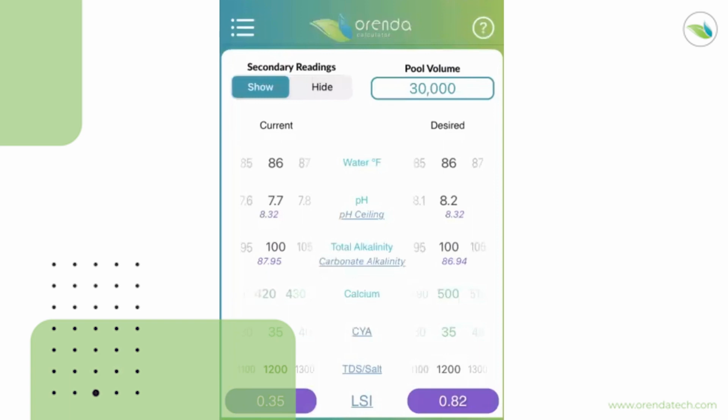Okay, calcium, 200 to 400 would be 300. Let's shoot it right in the middle. That's perfect. Cyanuric acid? We'll just leave it at 35 to 45. I mean, let's say 40.